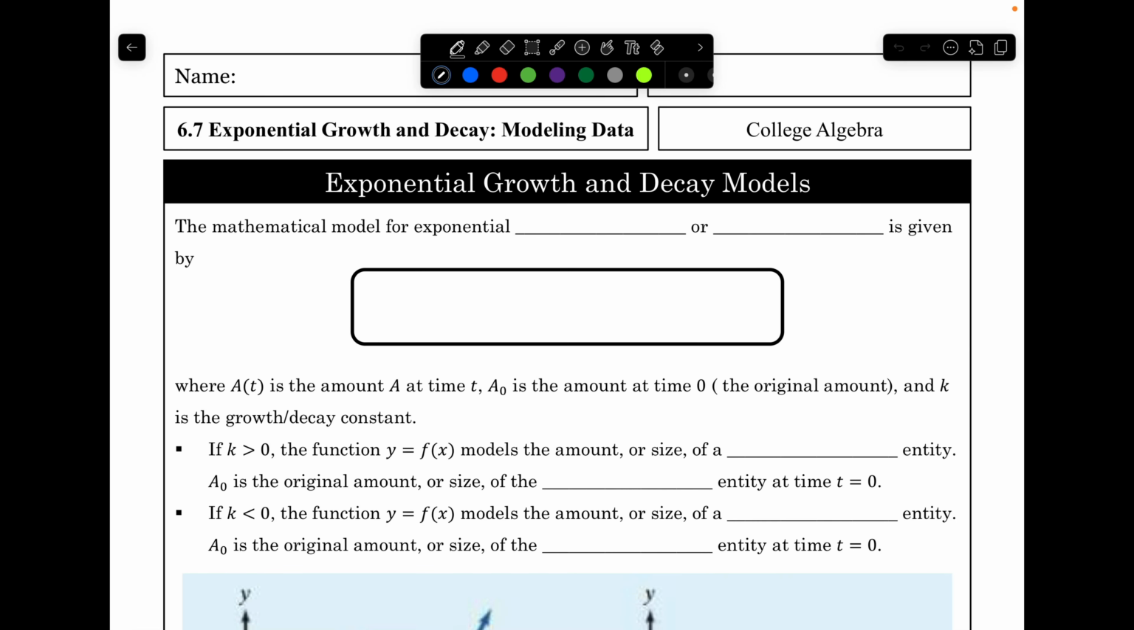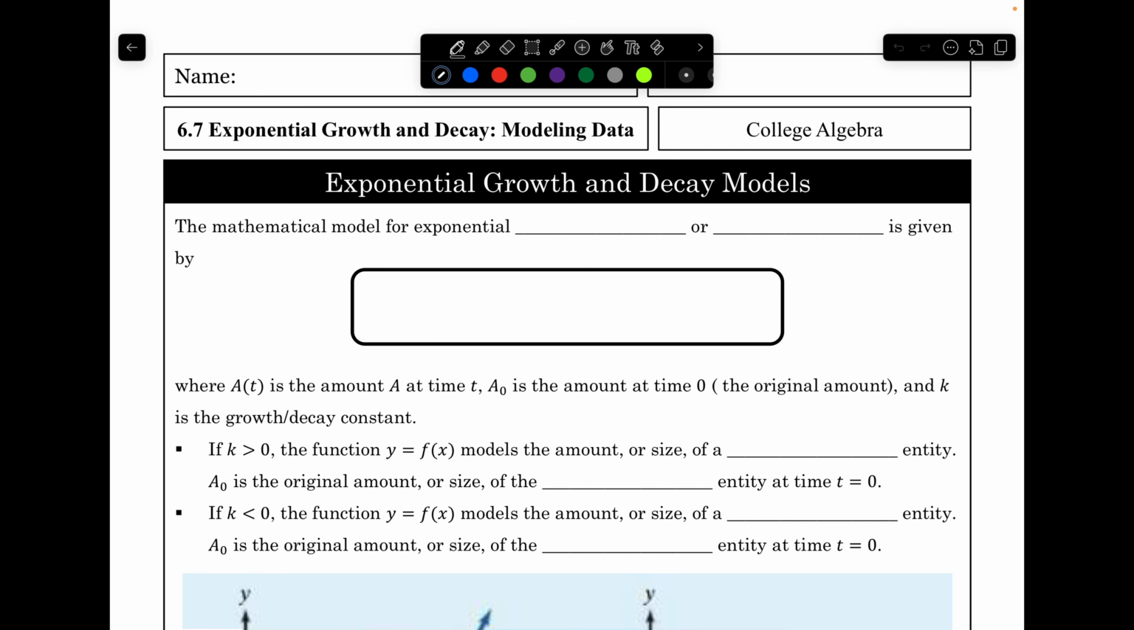Hello class and welcome to section 6.7, exponential growth and decay modeling data. In this first part, we're going to discuss how to use the exponential growth and decay model formula in order to evaluate and, more importantly now, solve exponential equations.